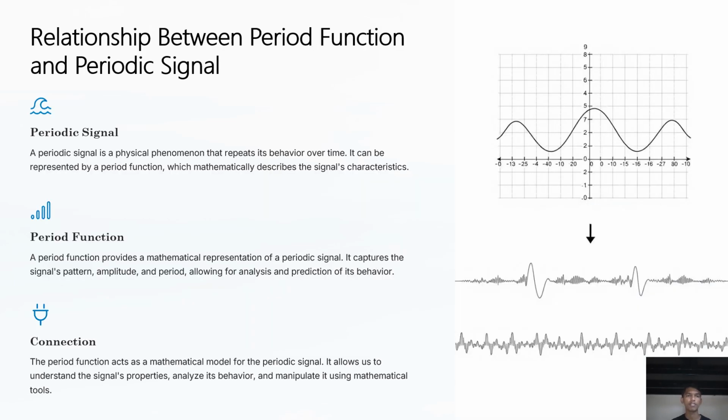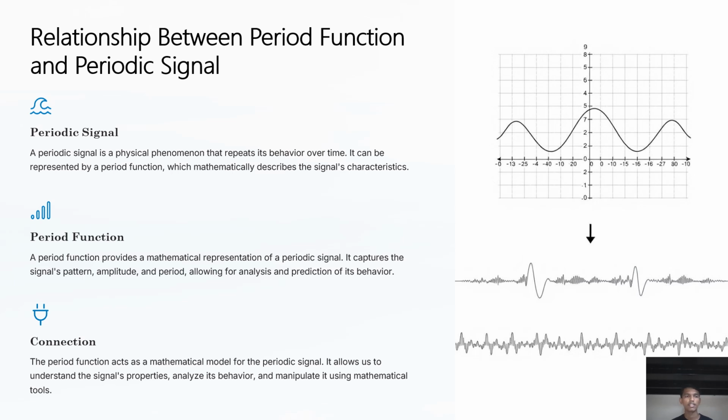Relationship between periodic function and periodic signal. Periodic signal: a periodic signal is a physical phenomenon that repeats its behavior over time. It can be represented by a periodic function, which mathematically describes the signal characteristics.